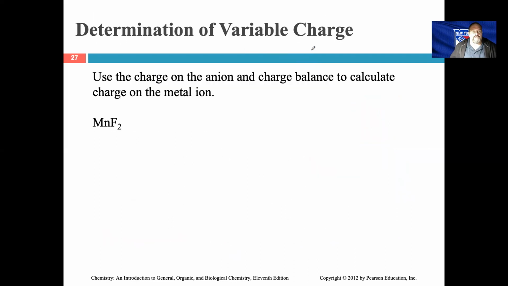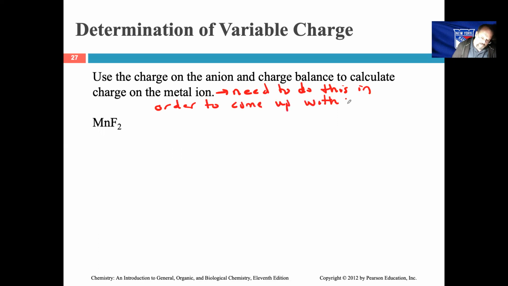Okay. So, determination of variable charge. Basically what they want us to do here is come up with the name of this compound. Use the charge on the anion and charge balance to calculate the charge of the metal ion. Essentially we need to do this in order to come up with the correct name. And you'll see what I mean in a moment.